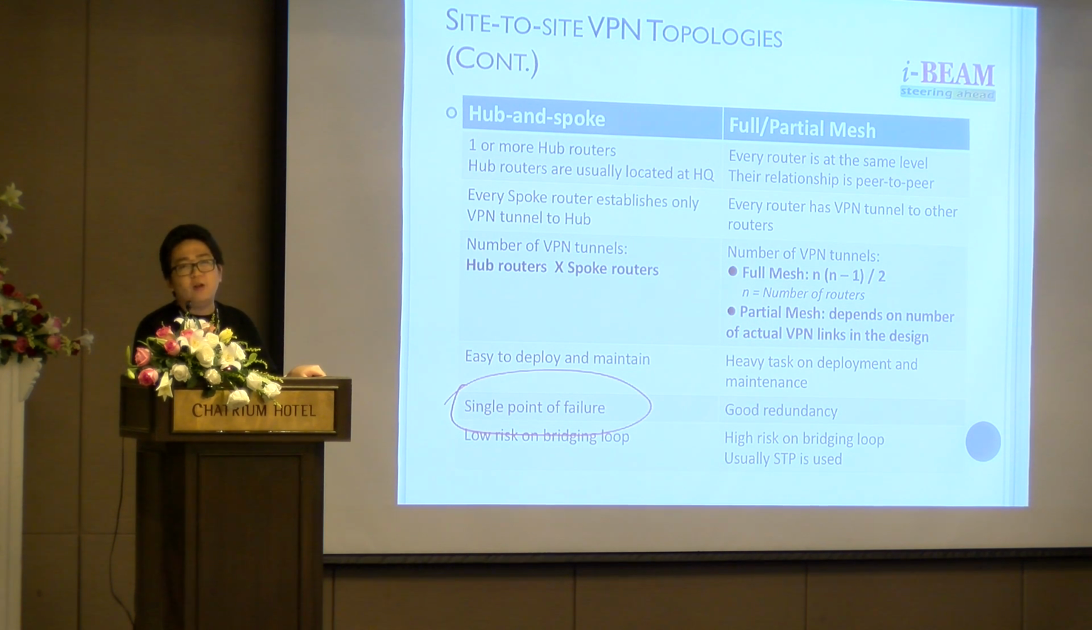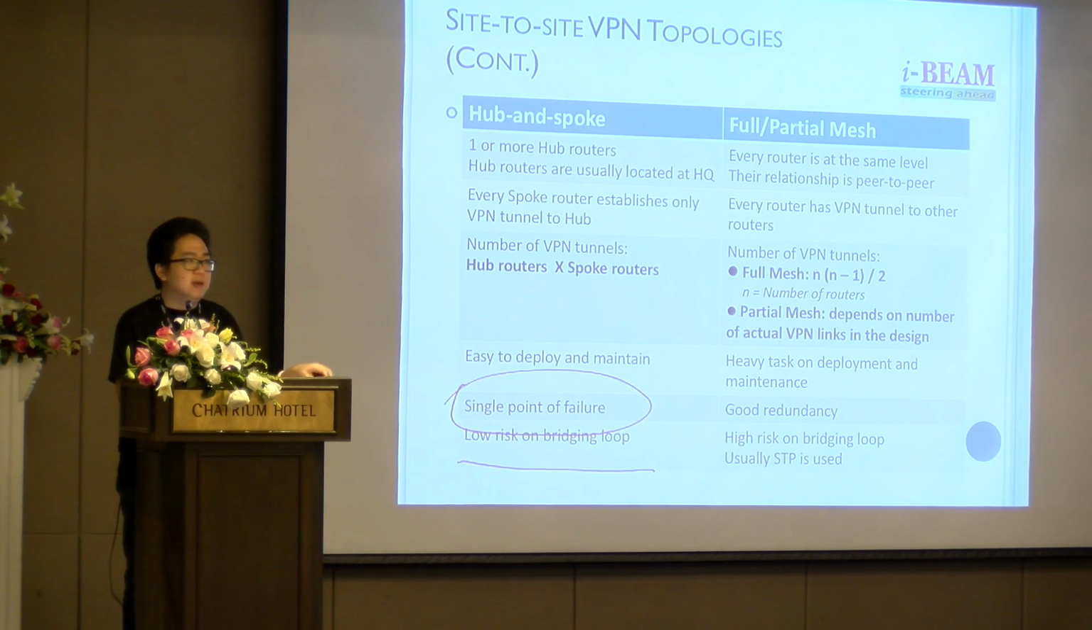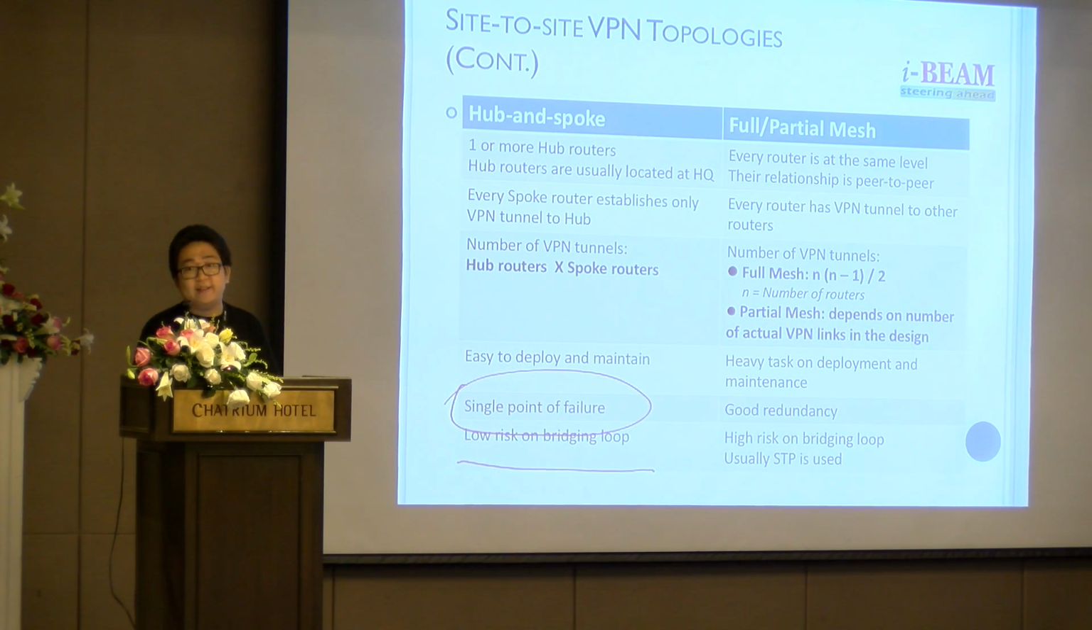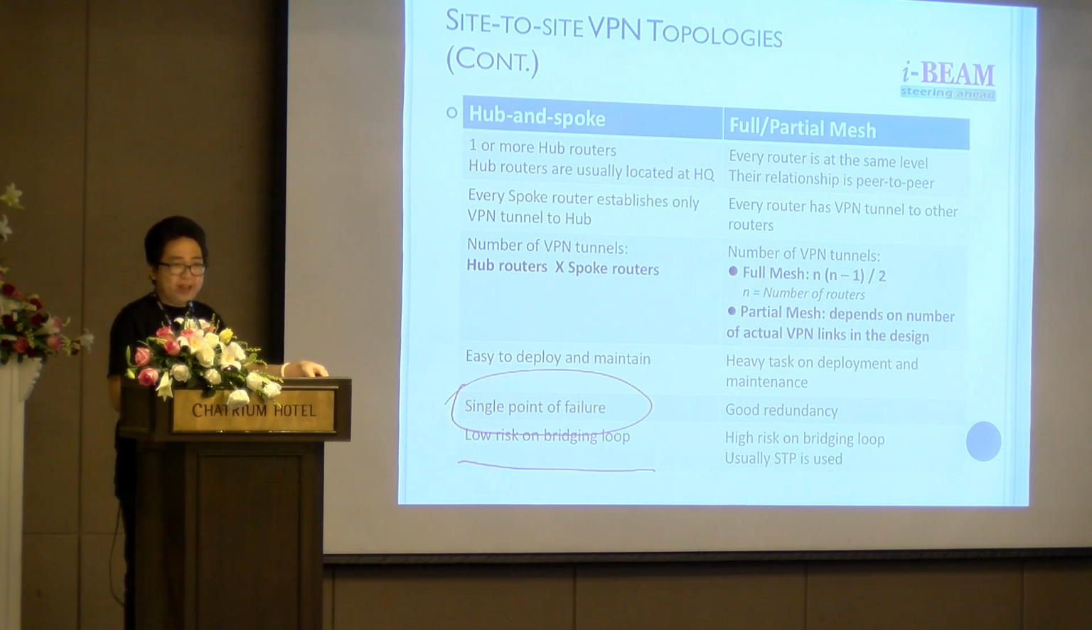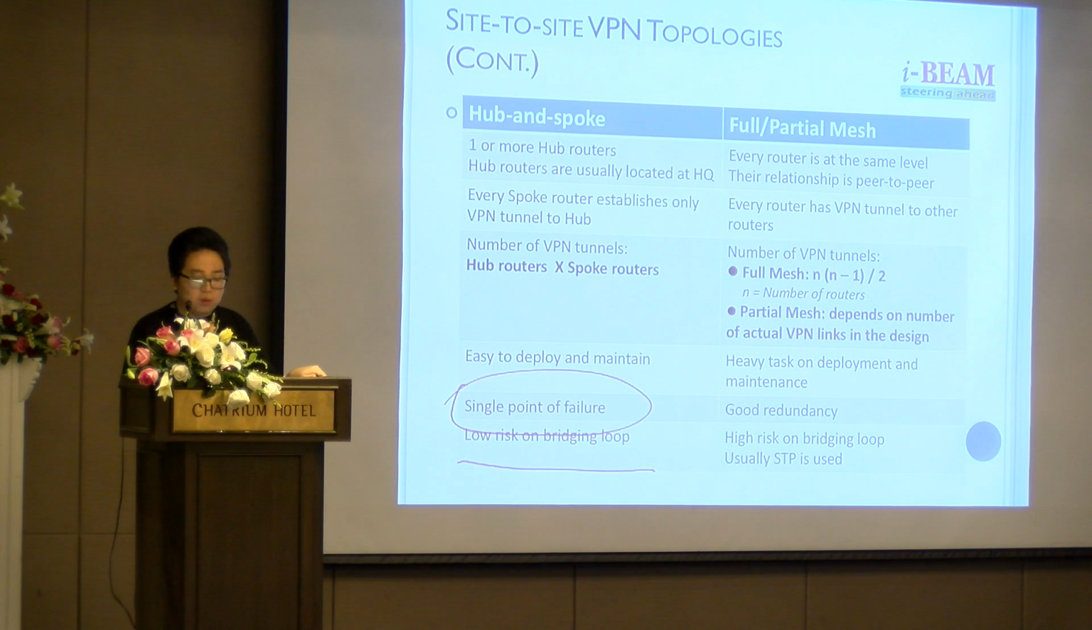Due to it has only one connection from branch to the headquarters, it has a low risk of bridging loop. Some of you might already know what is bridging loop. Bridging loop simply means when you have one switch connected to another switch with more than one connection, then the loop will happen. Loop means the packet just goes from one switch to another switch, back and then goes again, back and goes again. This one, it is loop. It will bring down your network if a loop happens.